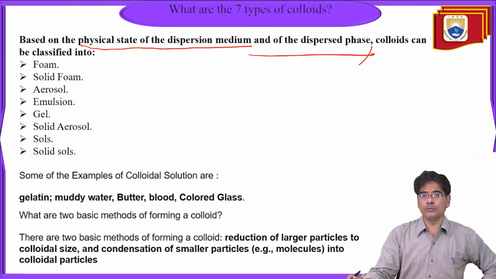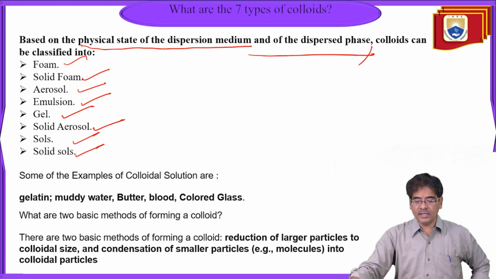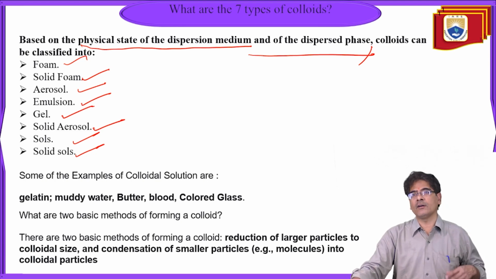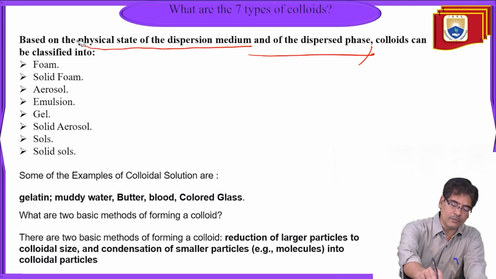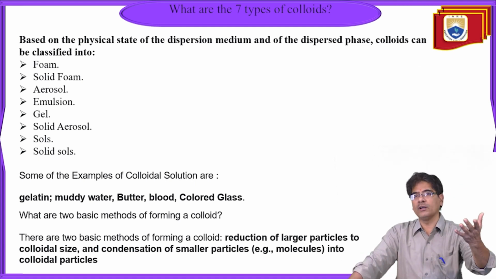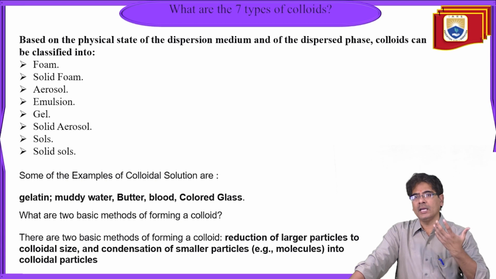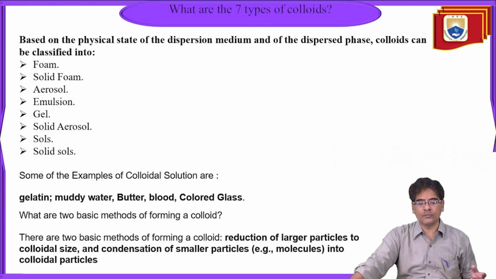Colloids can be classified into foam, as we have seen, solid foam, aerosols, emulsion, gel, solid aerosol, sols, and solid sols. So these are the different types of colloids. Basically we call it 7, but it can be aggregated to 9. So these are some different types of colloids, right?